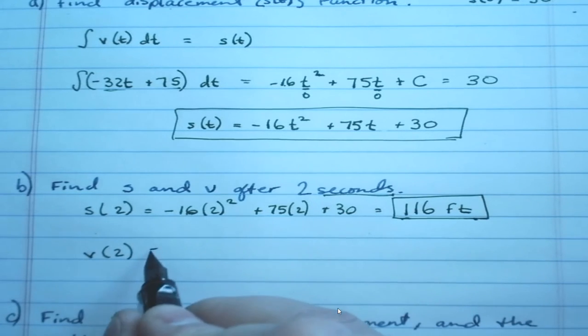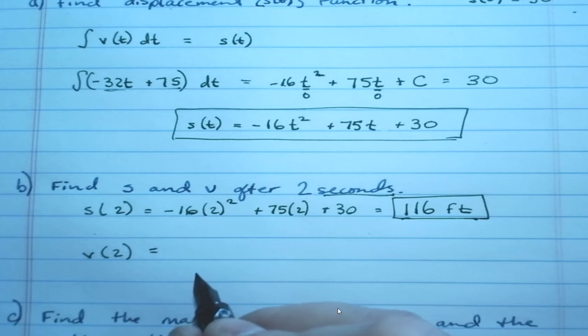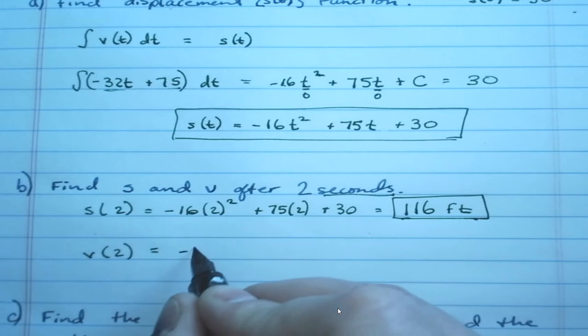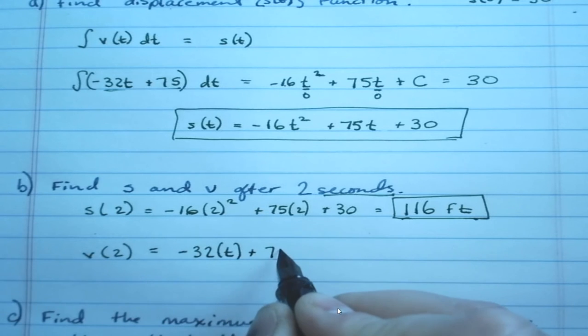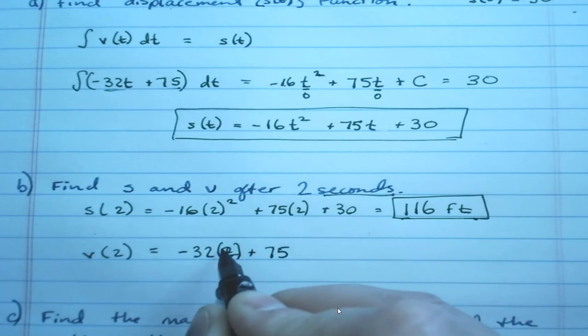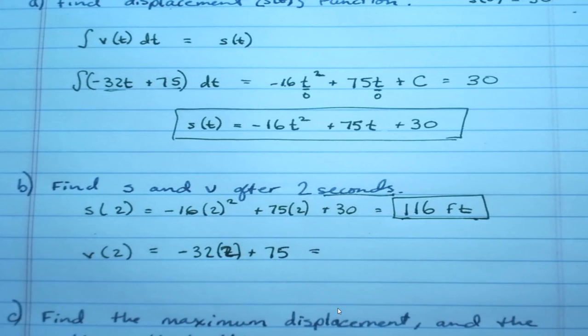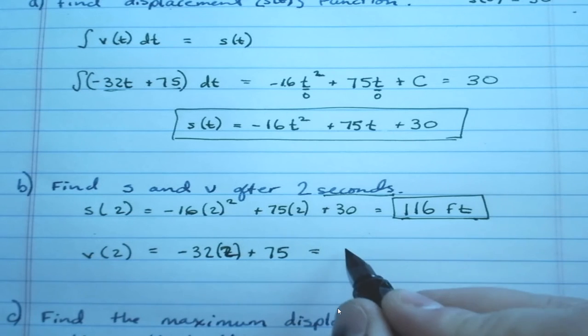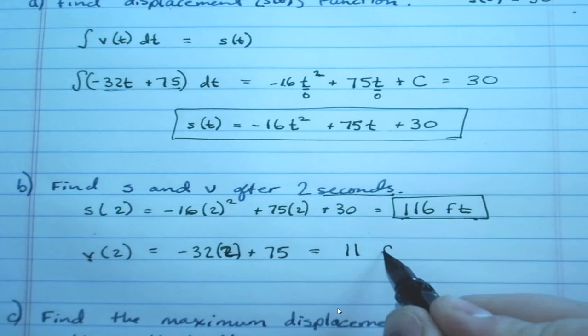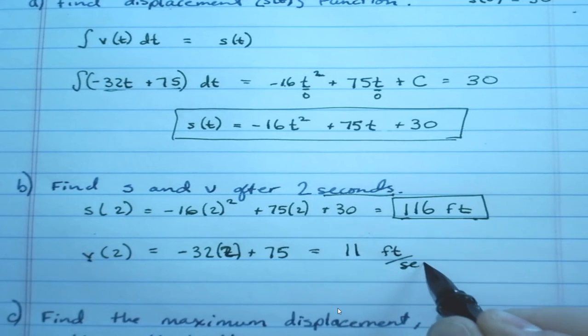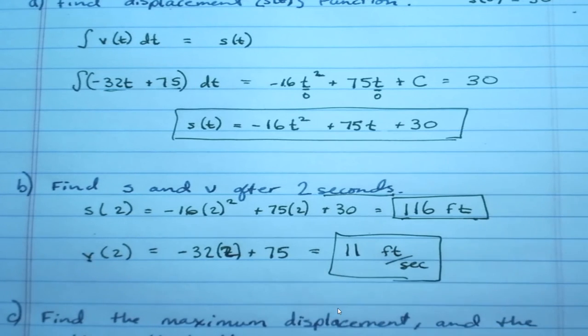And then velocity at 2 will be our original function, negative 32t plus 75, and that t will be replaced by 2. So negative 32 times 2 is negative 64, and then plus 75 is going to be 11. And the units, because this is velocity, will be feet per second. So we found S of 2 and V of 2.